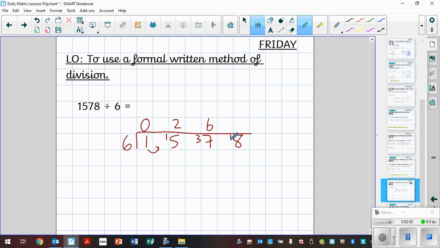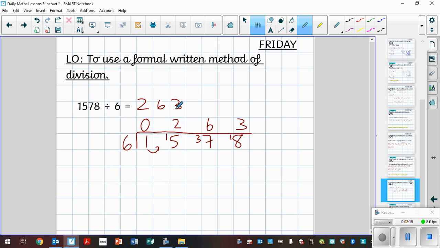How many 6s in 18? Well, that goes 3 times without any remainder. So our answer to 1,578 divided by 6 is 263.